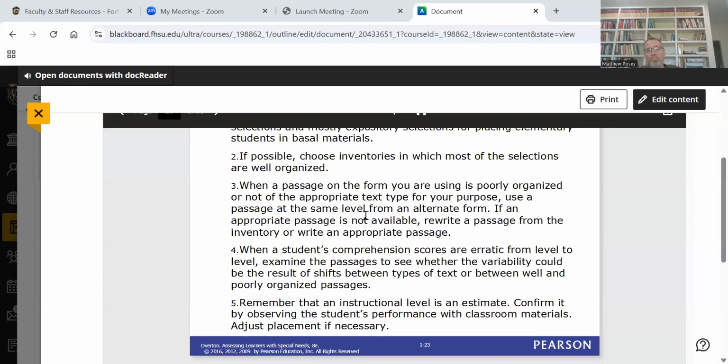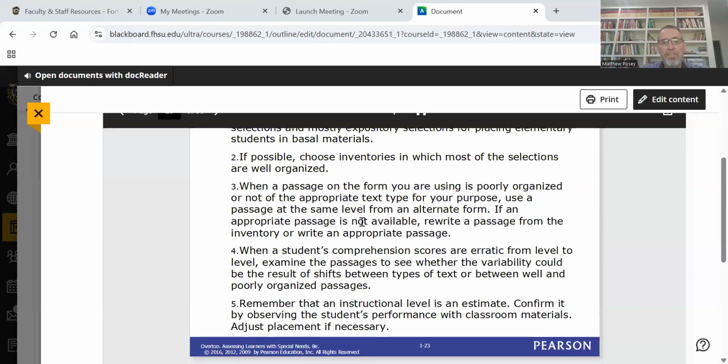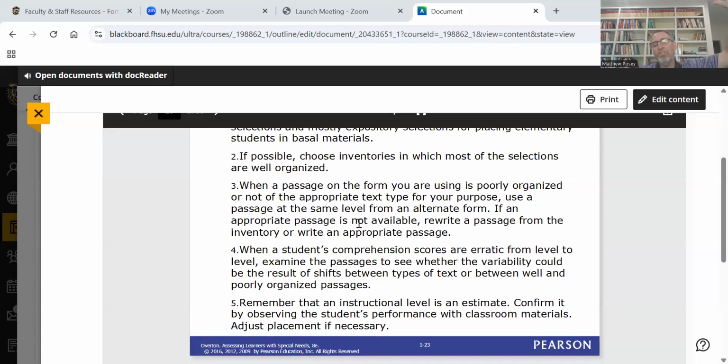When a student's comprehension scores are erratic from level to level, you want to look at the passages and see whether there's a variability that could be the result of the shifts in the score. So we really like to see some of those scores consistent or gradually improving versus high one time they do it and extremely low the next, which we'll talk about when we get into CBMs.